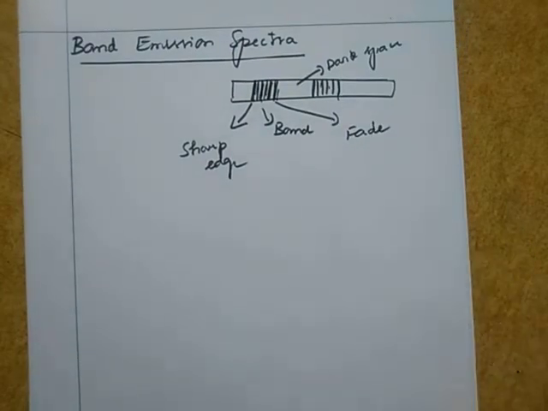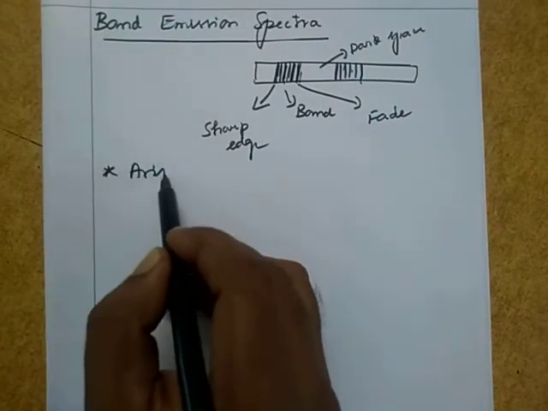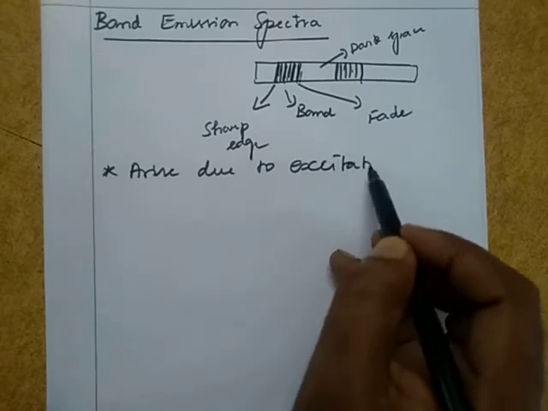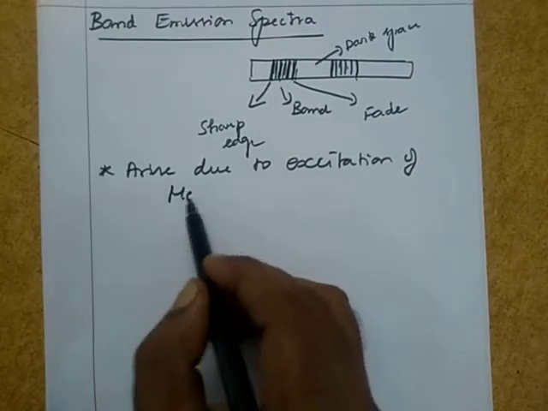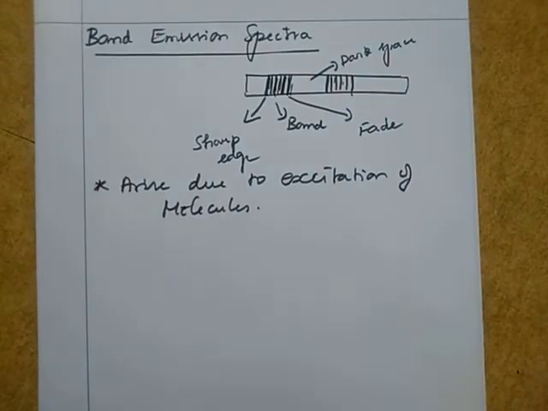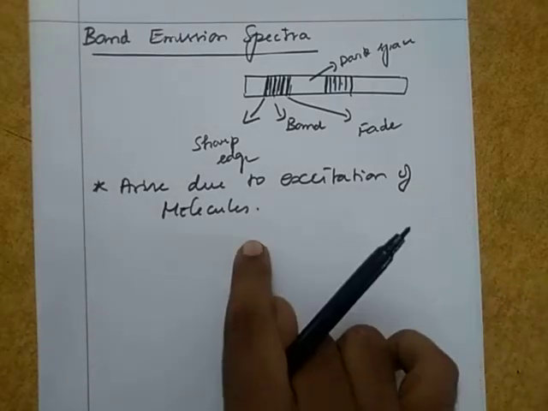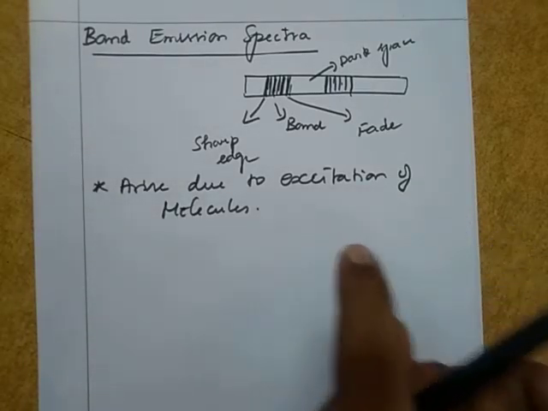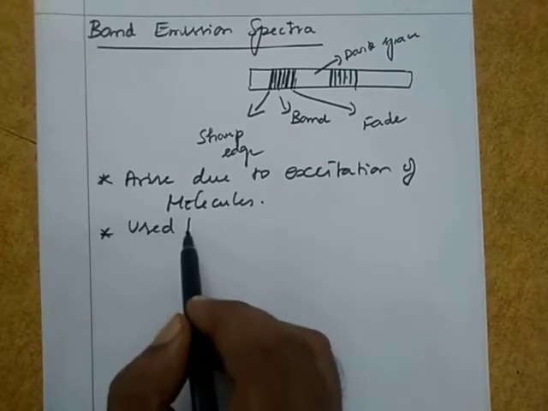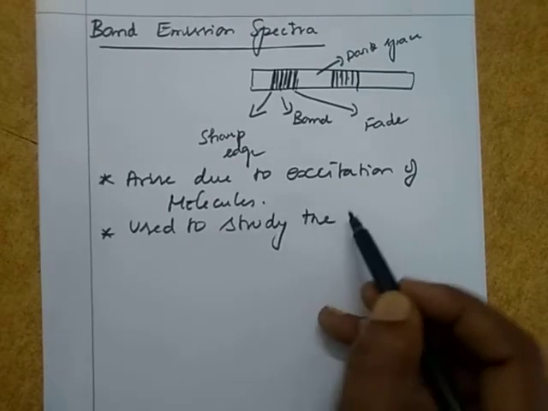This arises due to excitation of molecules. In line emission spectra, it arises due to excitation of atoms in the element. Band emission spectra is due to the excitation of molecules. Using this we can study the structure of molecules.